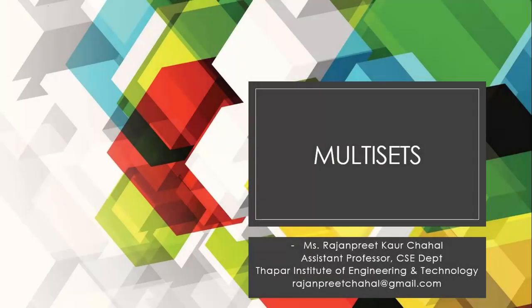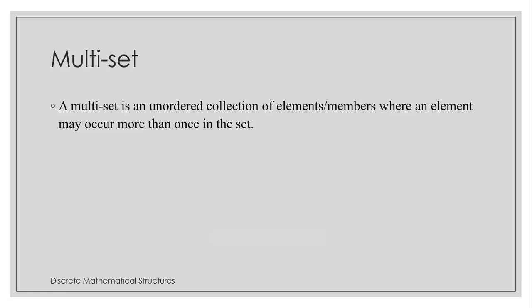So in this video, I'm going to discuss multisets. A multiset is an unordered collection of elements or members where an element may occur more than once in the set. Now when we talk about a normal set, we say that repetition of an element does not matter. But when we talk about a multiset, we take into account the number of times an element is occurring in a set.